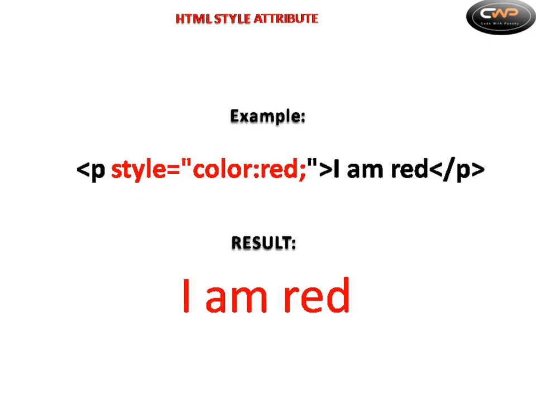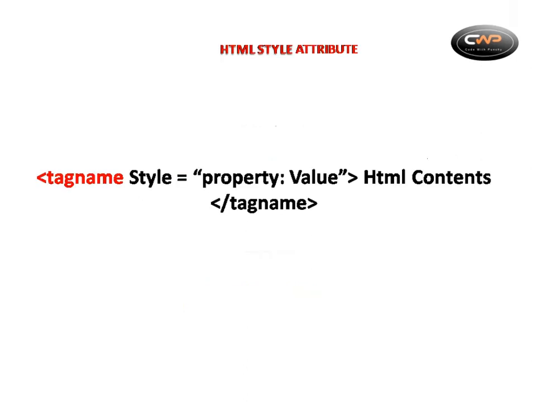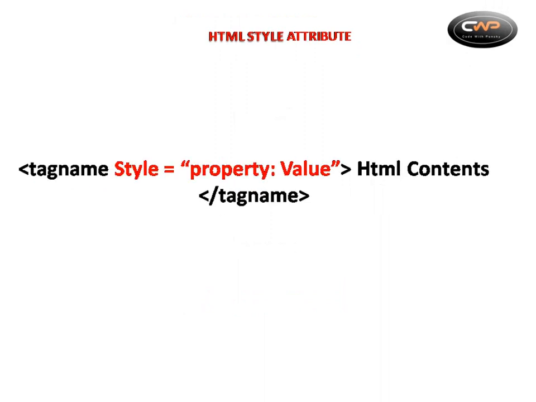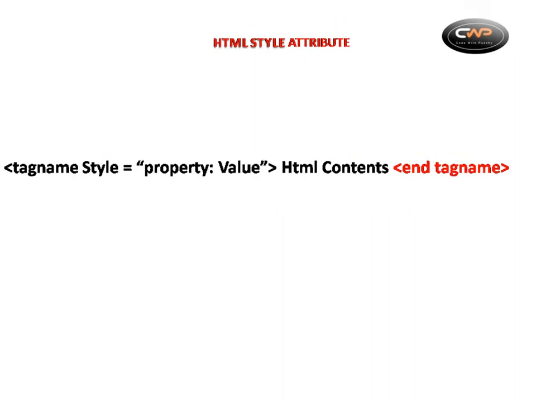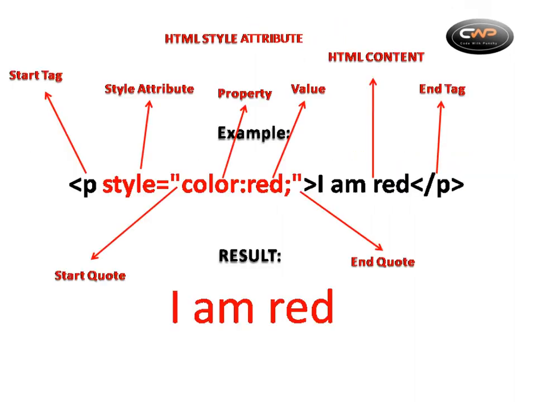The syntax for the HTML style attribute is also simple. So we have our tag name followed by the style attribute, followed by the HTML content, then followed by the end tag name. Like the example you can see here, we have our start tag, the p tag, followed by the style attribute, followed by the property, followed by the value, then followed by the HTML content and the end tag. So it's now time for us to have a practical on HTML style attributes.